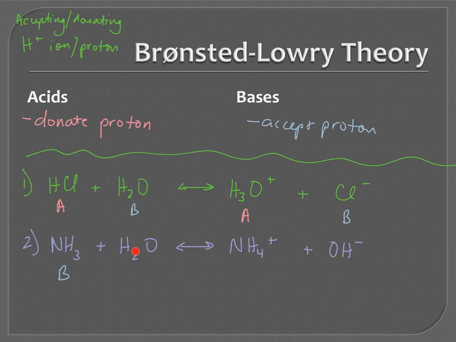Now here on the other side, so if NH3 is the base, that makes H2O the acid. But how? What did it do? H2O became OH minus. What did it do? It donated the proton. It lost the proton to become OH minus. So that makes it the acid. So notice here between examples 1 and 2, we see that dual role between acids and bases for water.